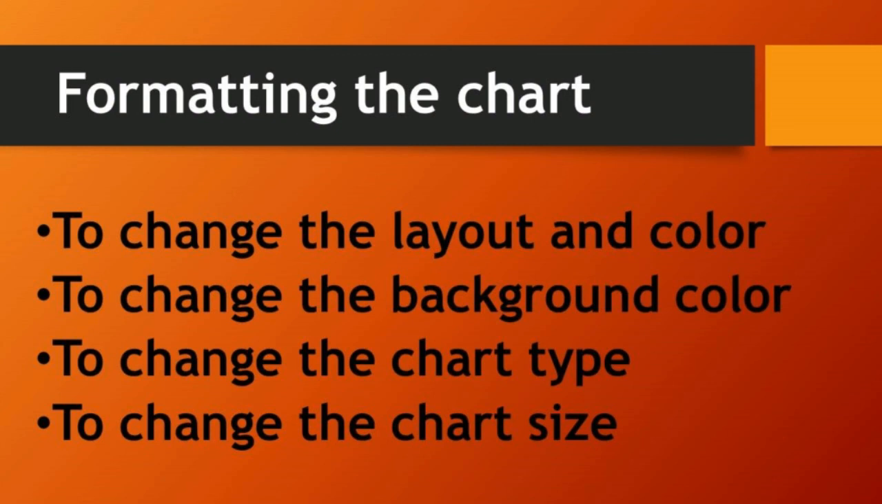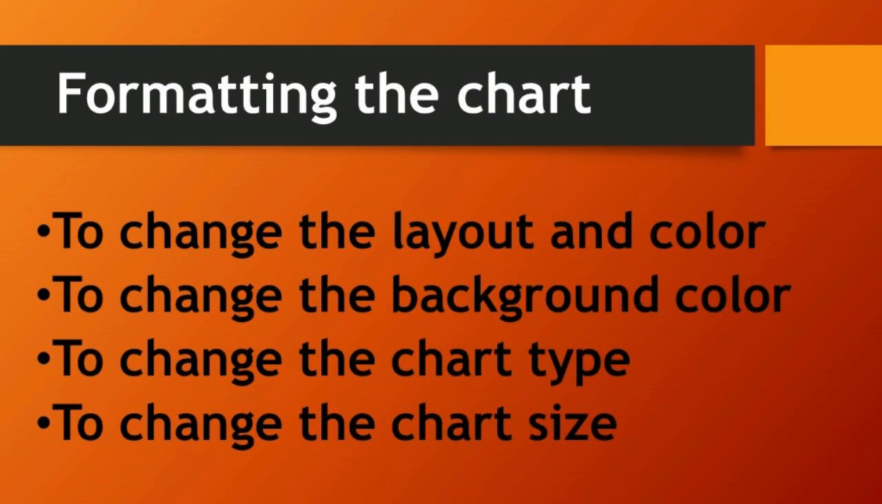To change the layout and color. To change the layout and color of the bar, click on the chart, then from Chart Tools select the Design tab. The following groups appear. Select the one which suits your need. There are two types of group: Chart Layout group, Chart Styles group.